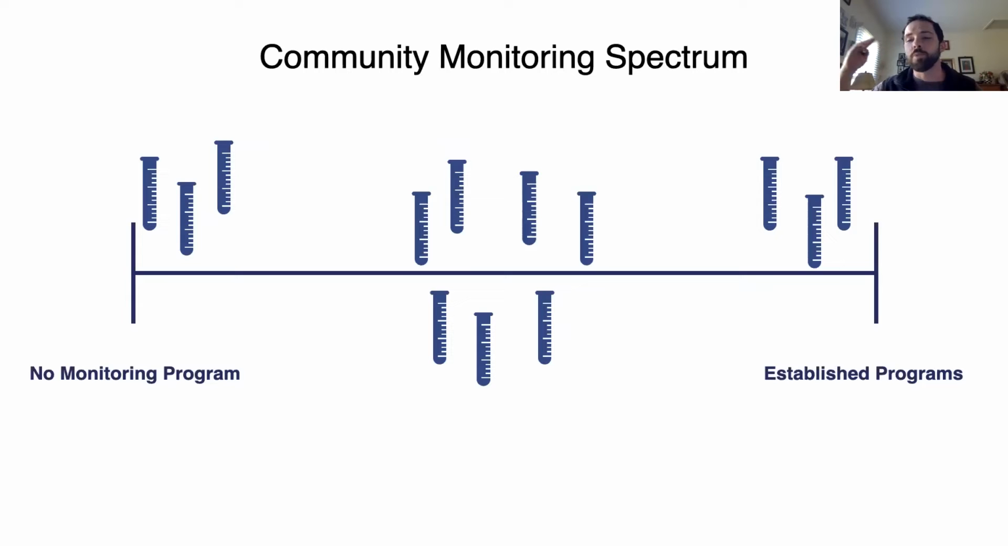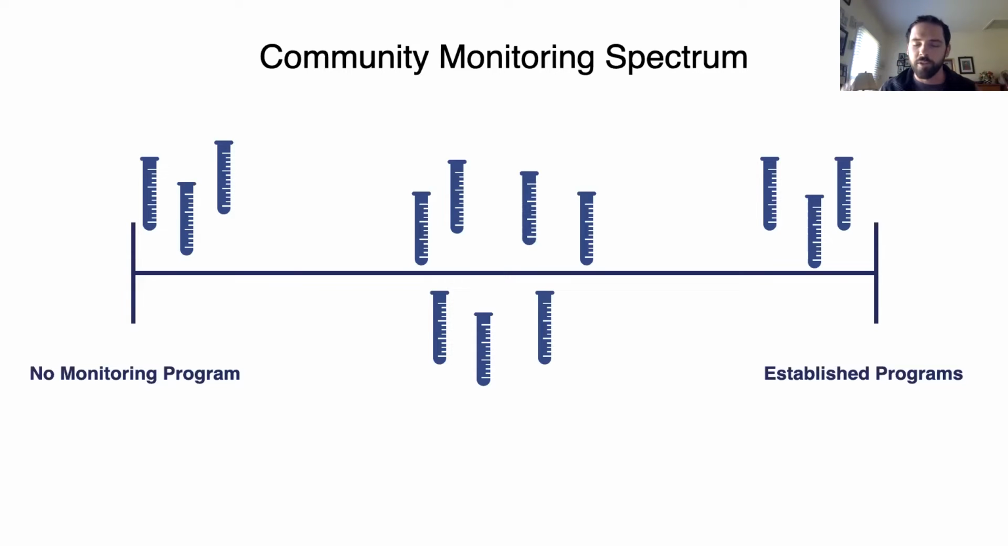And then maybe you have these programs on the right that are well established. They have EPA approved or Chesapeake Bay Program approved QAPPs. They're submitting their data to state water boards, to the federal government. They're submitting it via online platforms to their community so they can find out if they should swim or if there's a harmful algal bloom or something like that. So we have this large spectrum of programs.